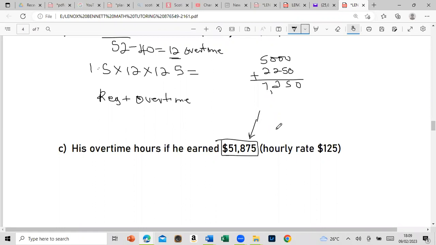But I just have a problem I made up, and I wanted to adjust the numbers because it's a past paper, so you probably come across them. I just want to modify it so we can focus not on the answer, but on the procedure. How do you approach this one, guys? It's overtime hours if you earn 51,875 with the same hourly rate, 125.